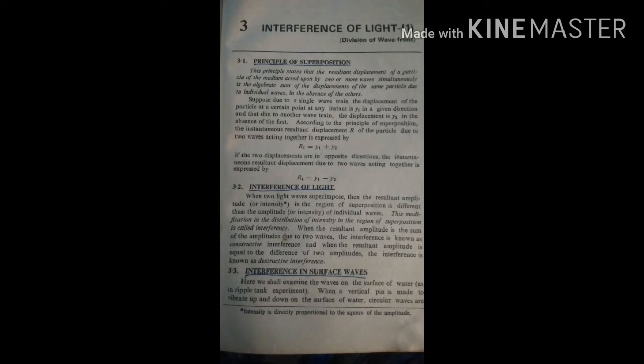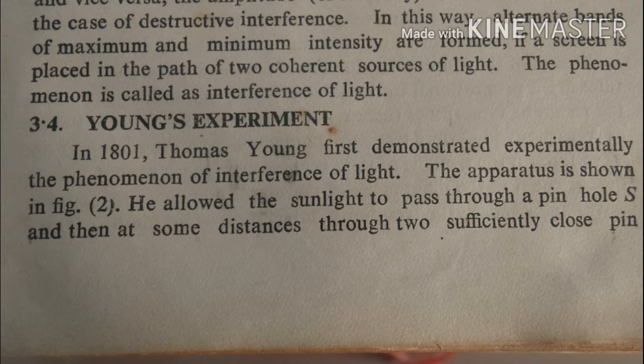When the resultant amplitude is the sum of the amplitudes due to two waves, the interference is known as constructive interference, and when the resultant amplitude is equal to the difference of two amplitudes, then the interference is known as destructive interference. Now, interference in surface waves. Here we examine the waves on the surface of water when a vertical pin is made to vibrate.